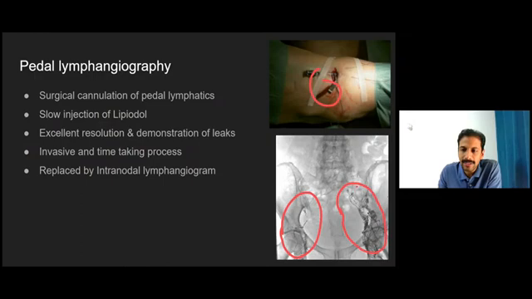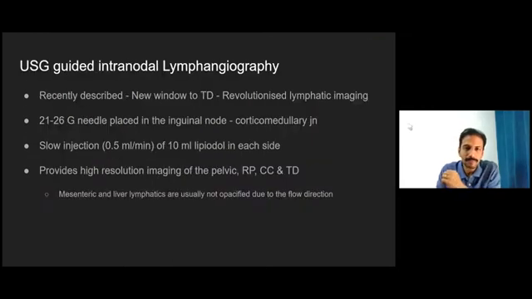These are the thread-like structures, or the lymphatic channels, present in the pelvic area, and these globular areas are nothing but the lymph nodes. So this is a good technique. It can show the anatomy properly. It will map out the entire lymphatic tree. But the problem is it is quite invasive and time-consuming. It is largely now replaced by something called intranodal lymphangiogram, wherein we inject contrast not from the pedal area, but from the inguinal lymph nodes. We'll see it in the later slides.